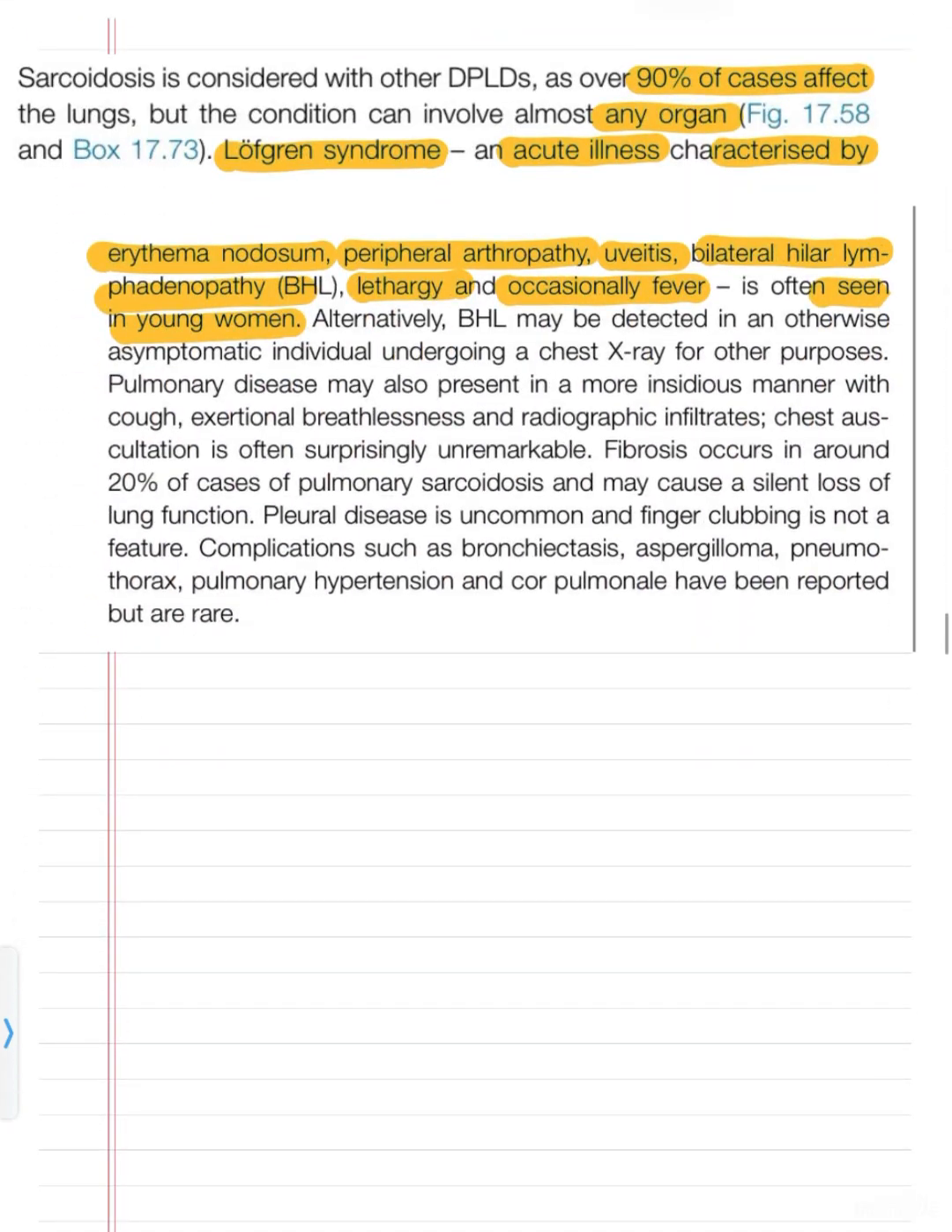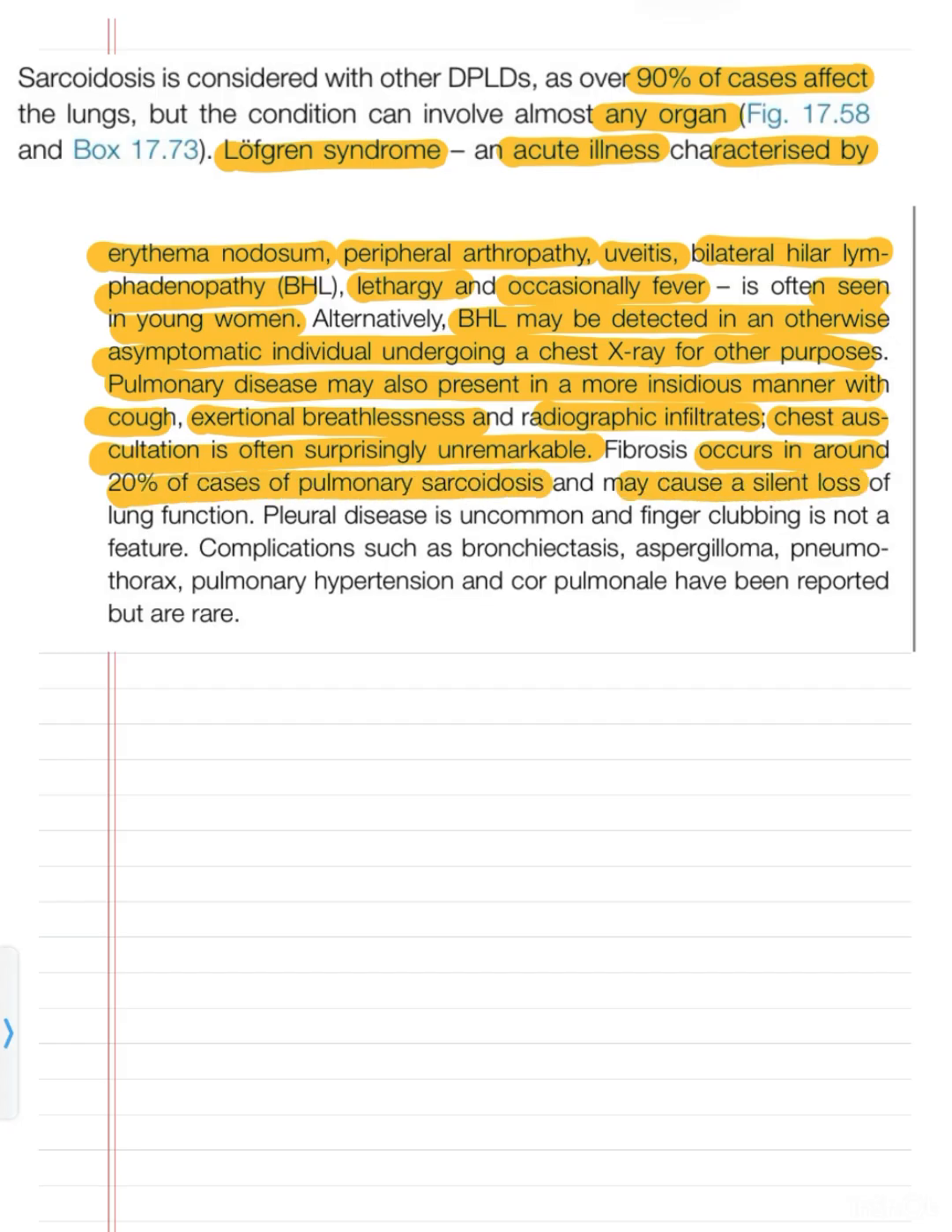Now coming to the second: alternatively, bilateral hilar lymphadenopathy may be detected in an otherwise asymptomatic individual undergoing a chest X-ray for another purpose. So you went for a chest X-ray for some other purpose, and now you are seeing bilateral hilar lymphadenopathy, and then you can diagnose it. Pulmonary disease may also present in a more insidious manner with cough, exertional breathlessness, and radiographic infiltrates. On chest auscultation, it is often surprisingly unremarkable. Fibrosis occurs in around 20% of cases of pulmonary sarcoidosis and may cause a silent loss of lung function. Pleural disease is uncommon. Finger clubbing is not a feature. Complications such as bronchiectasis, aspergilloma, pneumothorax, pulmonary hypertension, and cor pulmonale have been reported but are rare.